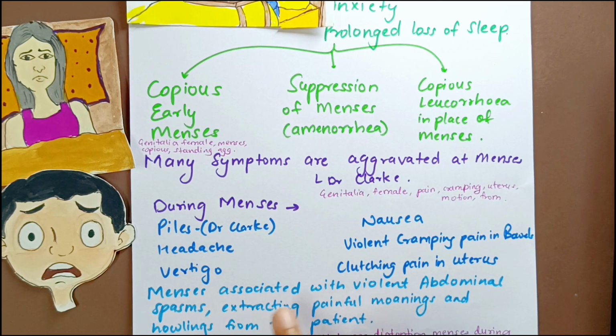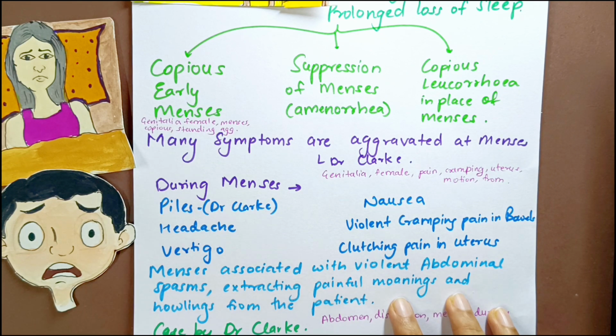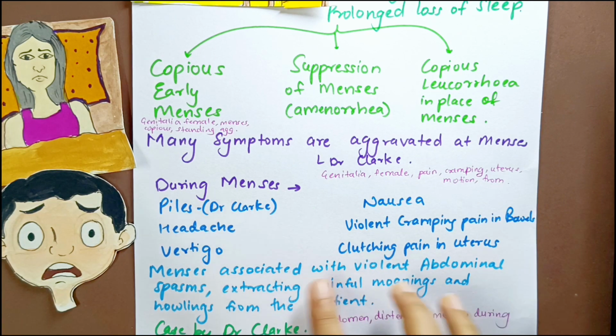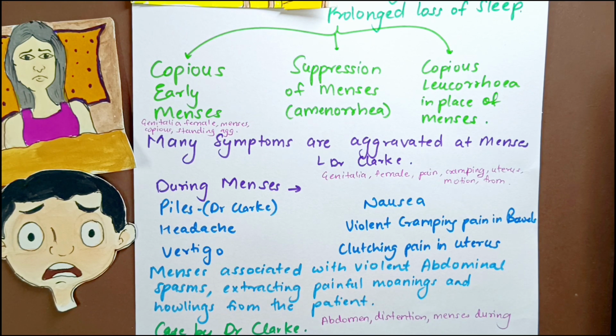Okay, menses associated with violent abdominal spasms, contracting painful moanings and howlings from the patient. So you see, the pain is so violent that this patient is moaning and howling. Can you imagine? She is moaning and she is howling. That amount of pain, excruciating pain, Cocculus can have during menses. So they have a lot of aggravation during menses.